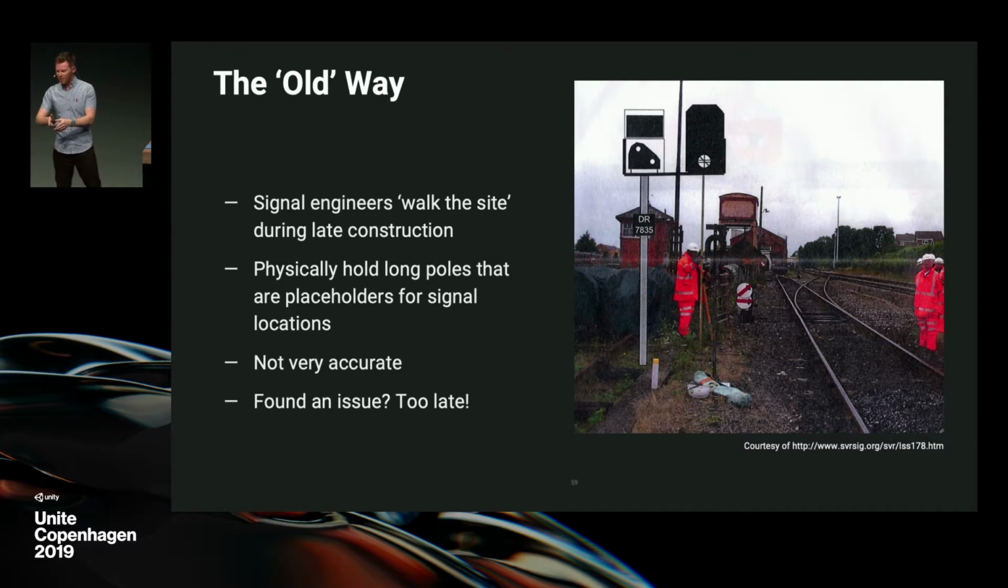So, the old way. Now, I don't know if you can see what's going on in this picture because they've photoshopped the actual signal on top of that. But basically what happens is once the design reaches a certain point, a whole bunch of signaling engineers walk along the site and hold this pole that's got a dot at the end. That's meant to represent where the signal is, and then everybody else goes back 50 or 100 or 200 meters and makes sure that they can see it. As you can probably understand, it's not accurate at all. And again, if you found an issue, it's like, mate, it's just too late.